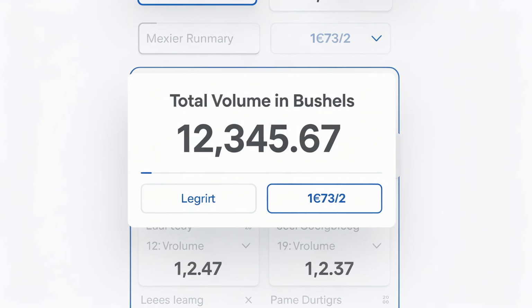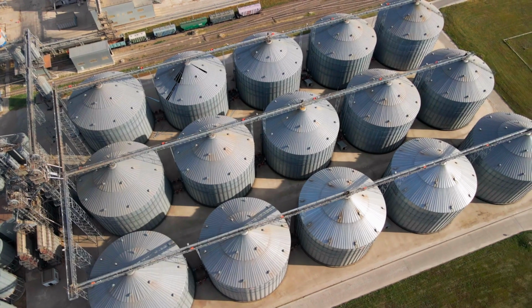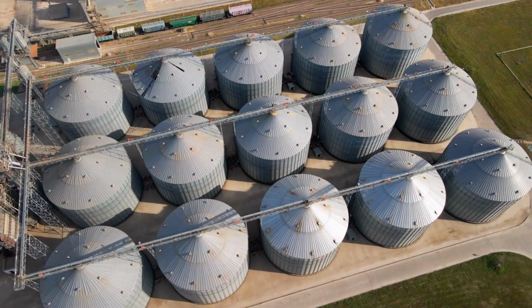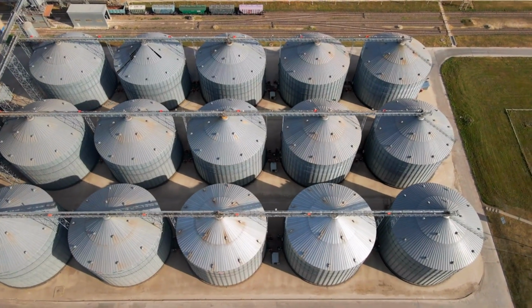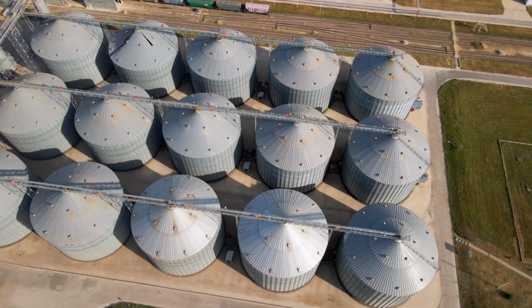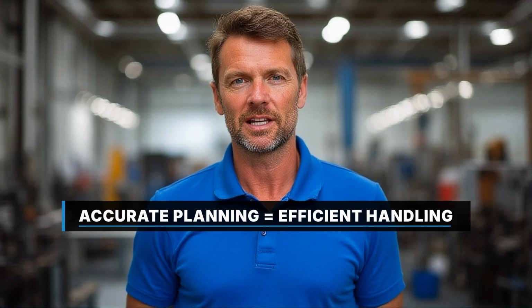After clicking Calculate, the calculator provides the total volume in bushels. This output represents the complete storage capacity of your grain bin, combining both the cylindrical body volume and the additional volume created by the peaked roof section. This total bushel capacity is essential for planning grain storage operations and determining how much product your facility can handle.